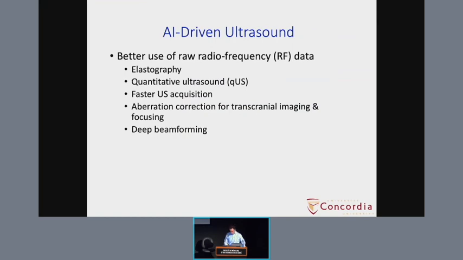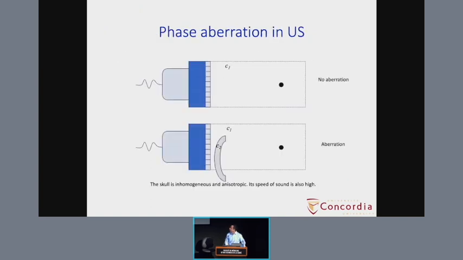All right, so now let's move on to aberration correction for transcranial imaging and focusing. So in ultrasound, we assume a nominal speed of sound to be able to focus at basically any point. So our nominal speed of sound is C1. So when we assume that nominal speed of sound, we see that basically the wave focuses here.